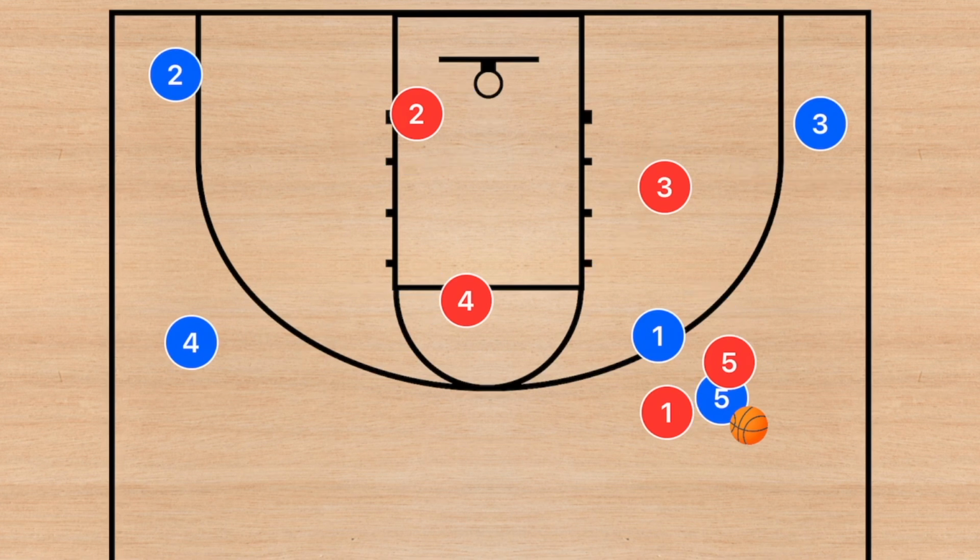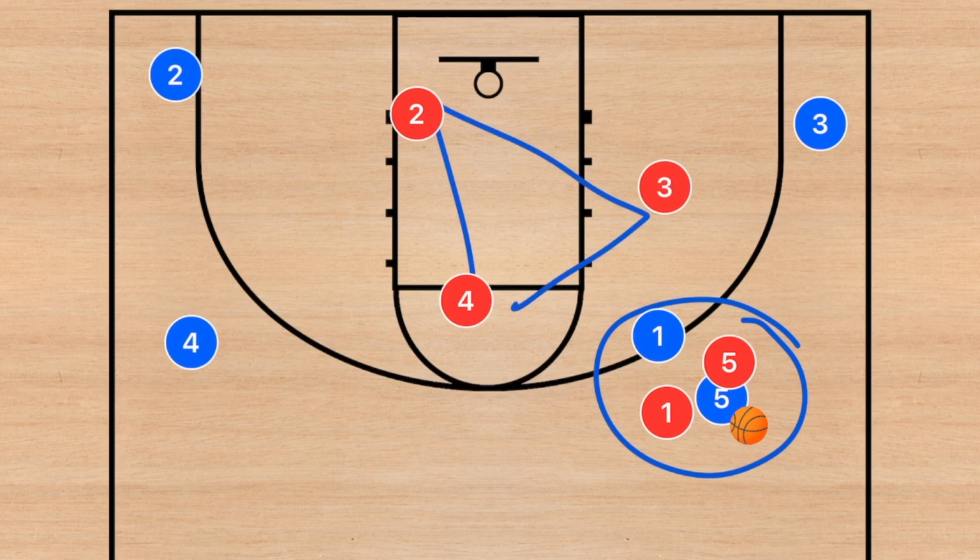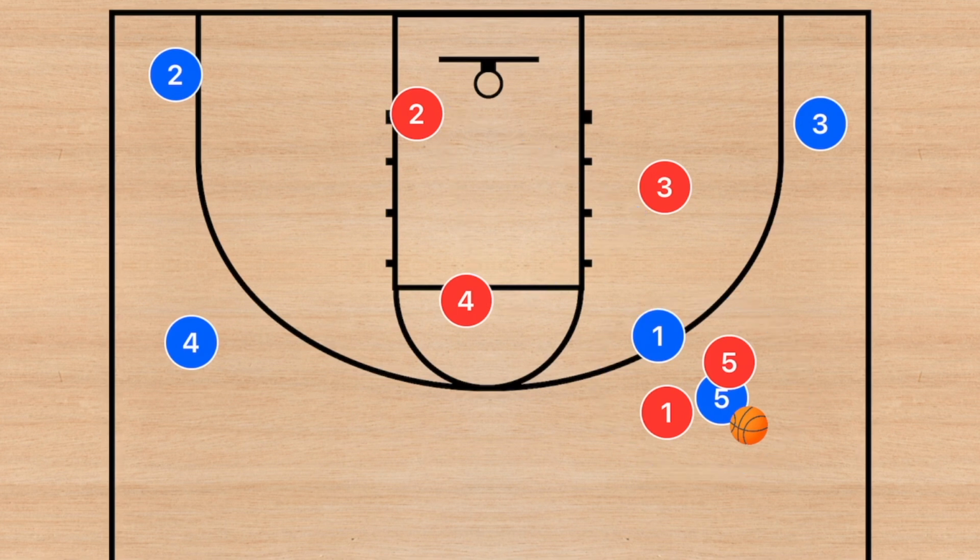Now, if you're not allowed to run zones in your age group, this may look like a zone to some referees. Because you are still playing man-to-man, you're blitzing the screen, but these 3 other players are zoning up into a triangle.